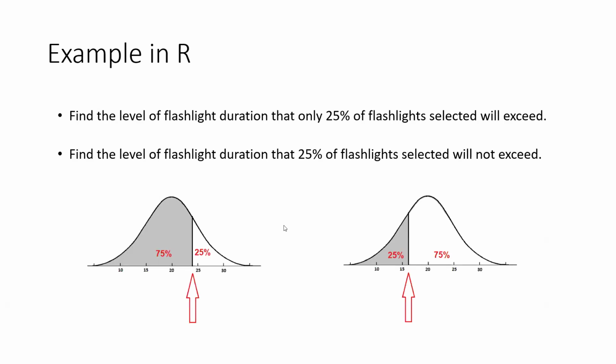First thing you need to do is you probably should just sketch it out so you have an idea as to what part of the shaded region you're actually looking for. For the first, we're looking for the level of flashlight duration that only 25% of the flashlights will exceed. And for the second, we're finding the level of duration that 25% of the flashlights selected will not exceed.